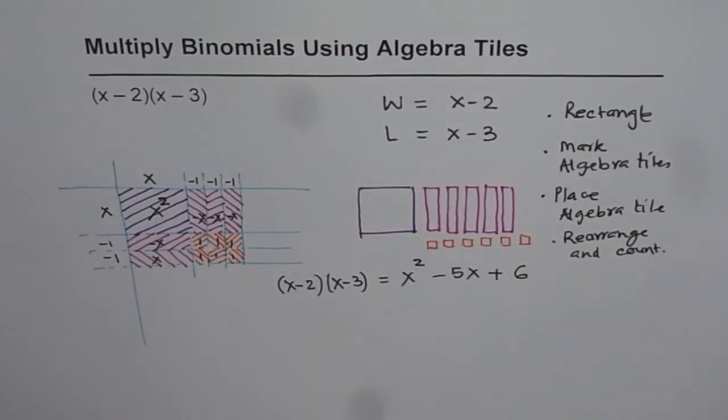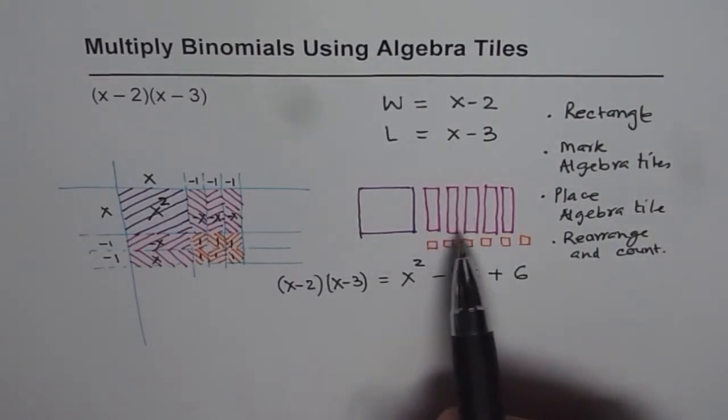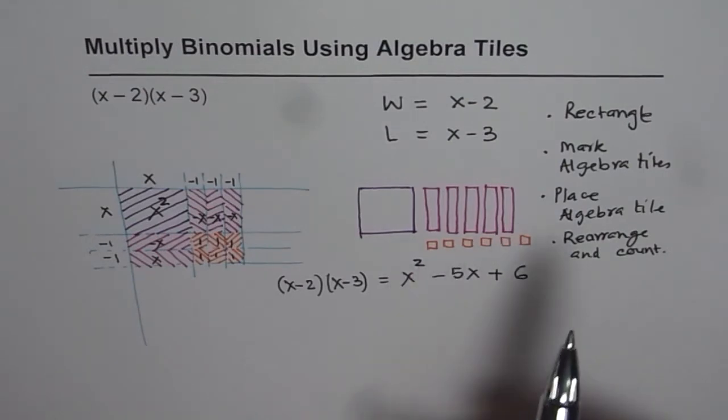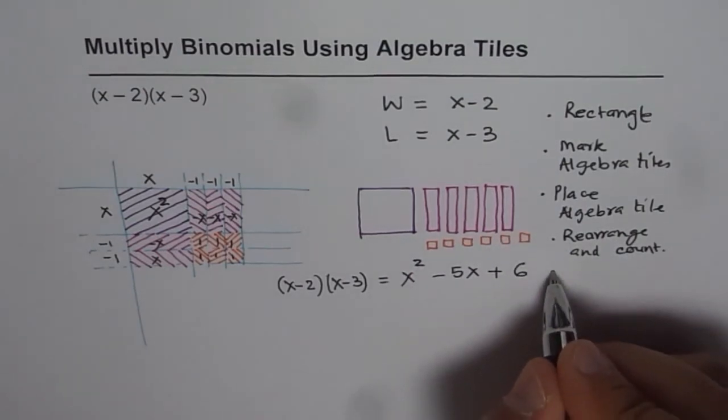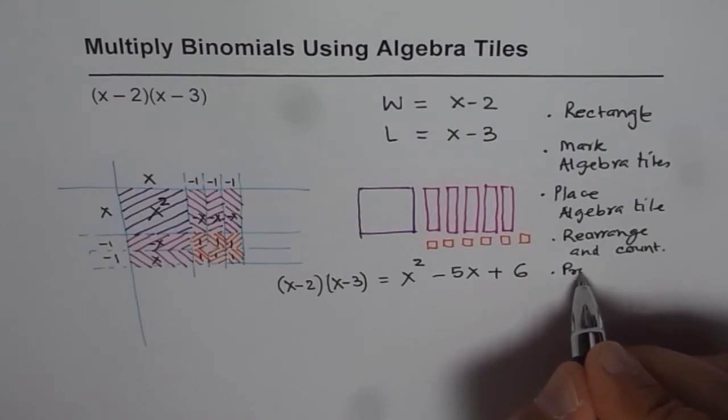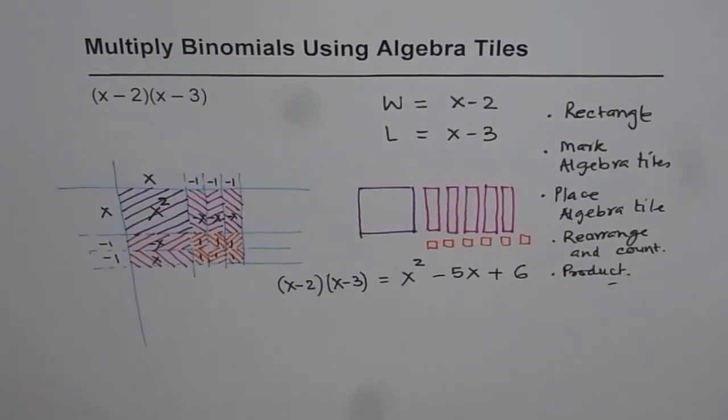Now in rearrange, sometimes if you have positive and negative tiles, they cancel out, right? And then you write down your products, so you get the product. So these are the steps to be followed to multiply binomials using algebra tiles.